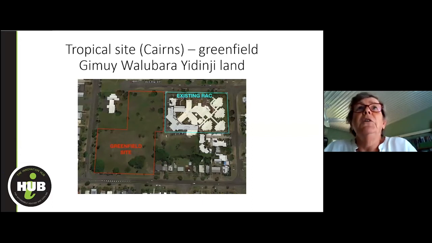For the tropical site, there's a site in Cairns, a greenfield site, which is on the Gimuy Walubara Yidinji land. There is an existing residential aged care centre on this site and some greenfield land that the client may purchase and develop in future. So it offered lots of opportunities for the teams to consider in their designs.